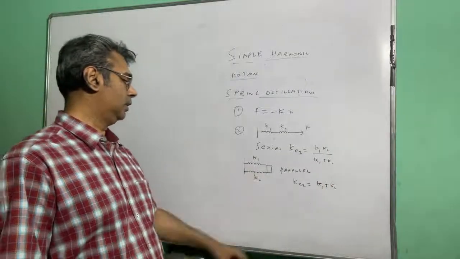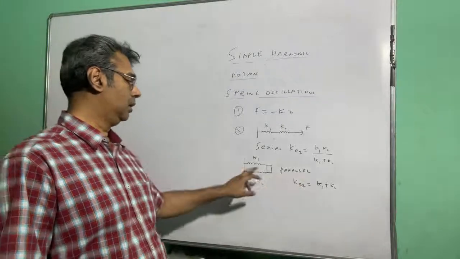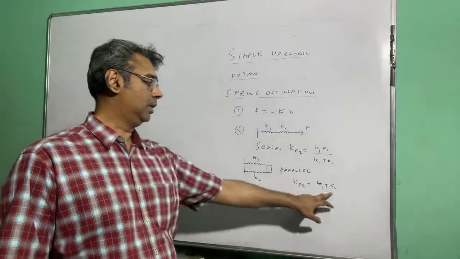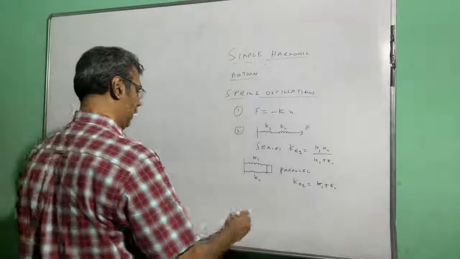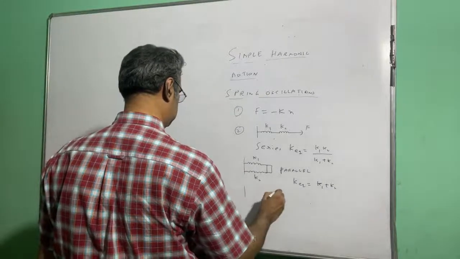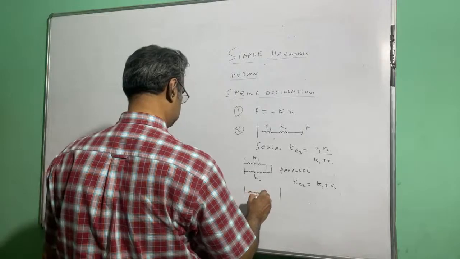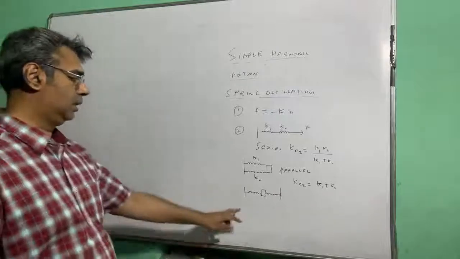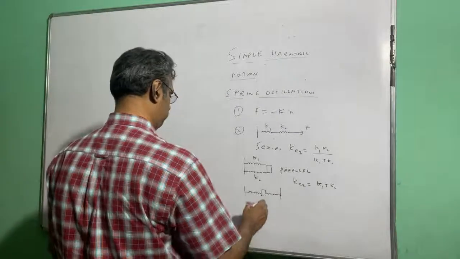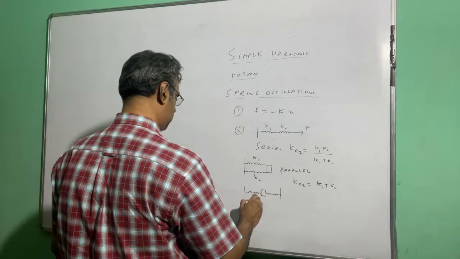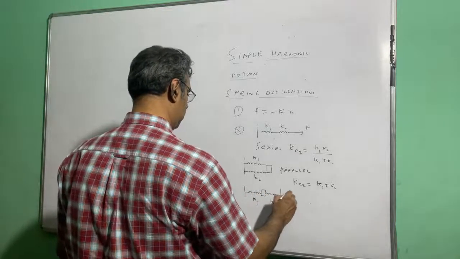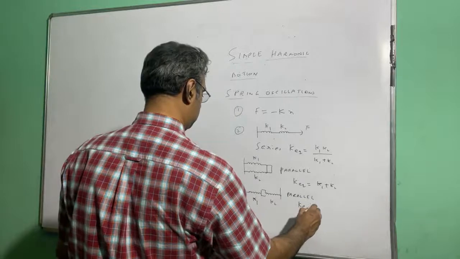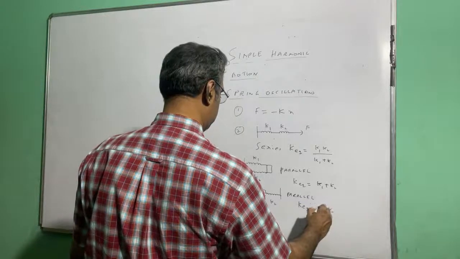If you have two springs connected to each other like this, that is called parallel. This spring has constant K1, this spring has constant K2, and this is called parallel. So the equivalent spring constant is K1 plus K2. And if the springs are connected like this, with K1 over here and K2 over here, then that is also considered parallel. So the equivalent spring constant is K1 plus K2.